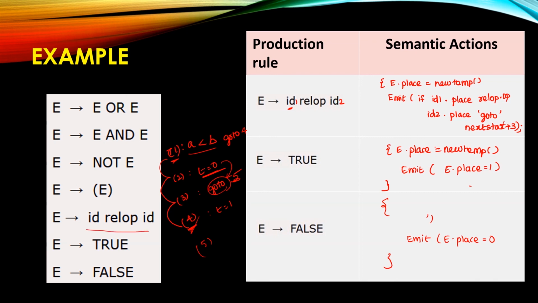The only confusion is in the relational operator. If E gives id1 relop id2, nextstat contains the index of the next three address statement in the output sequence. Here in our example, where the output has to be represented, that has to be represented in the nextstat index field.